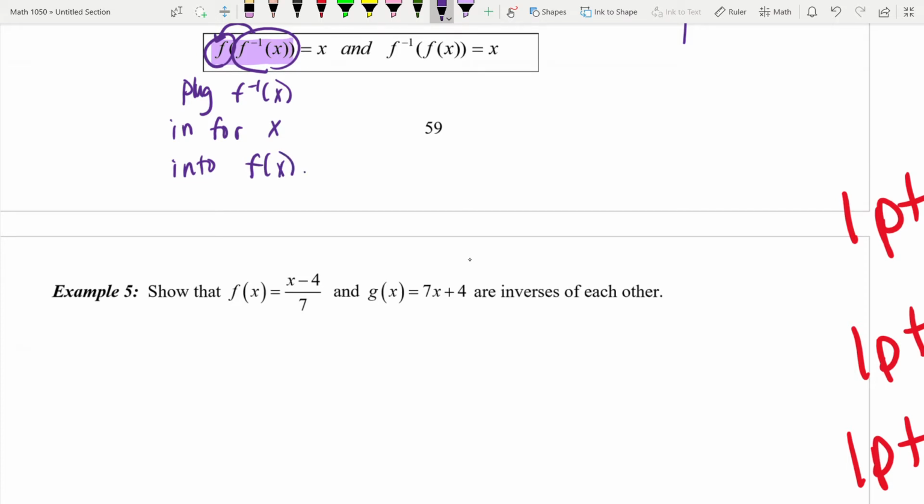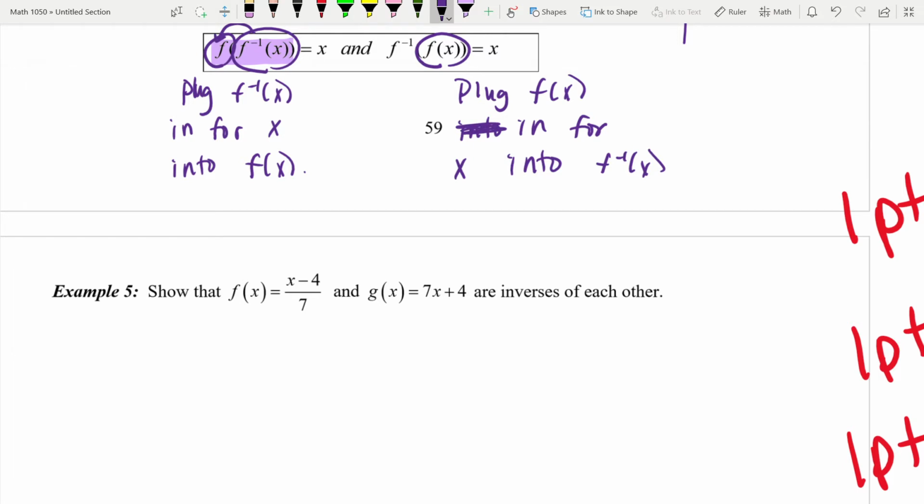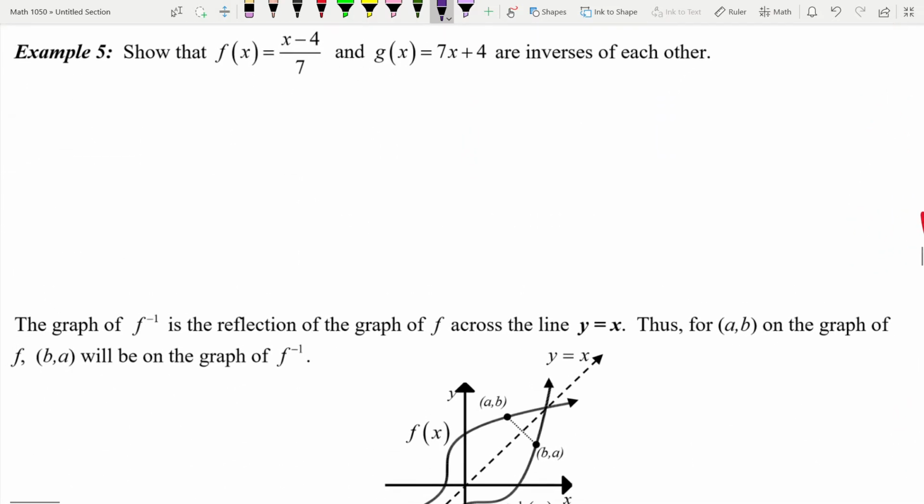This one right here means plug this guy, which is f of x, into, now you all better talk to me, into what, guys? Let's say, first of all, in for x, and then into, now you all better talk to me. F inverse of x, yeah, exactly. Okay, so example 5 showed that these are inverses.